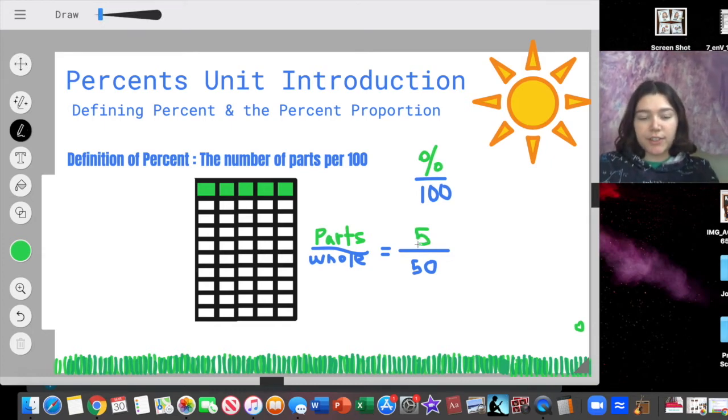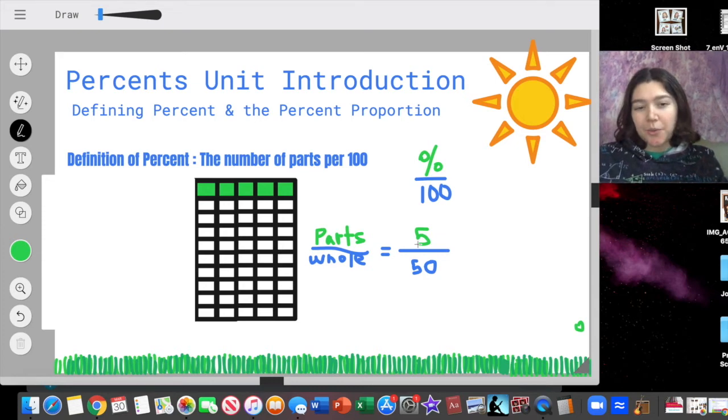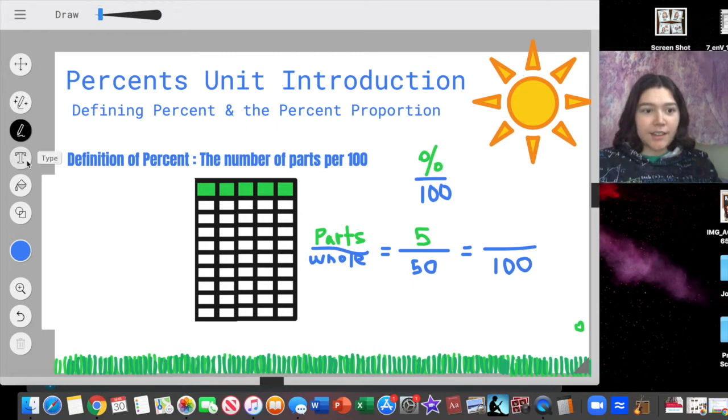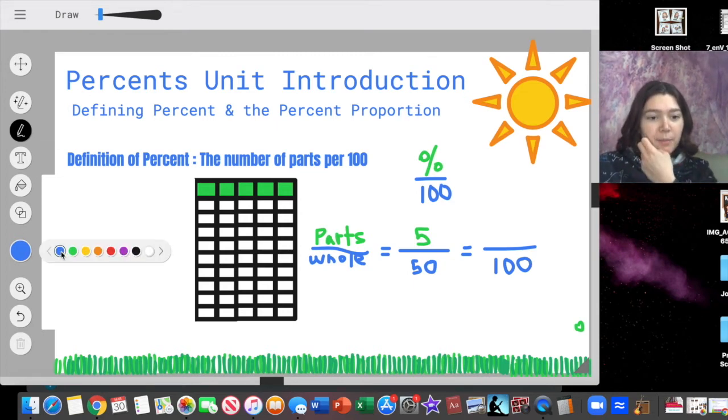So now I want to figure out, what's my percent? Well, it's no longer 5% because the definition of a percent is the number of parts per 100. But I don't have 100 parts. I have 50 parts here. That's my whole, my total number. So what I'm going to need to do is find an equivalent ratio to 5 divided by 50, where 100 is my denominator. And then this is going to end up being my percent up there.